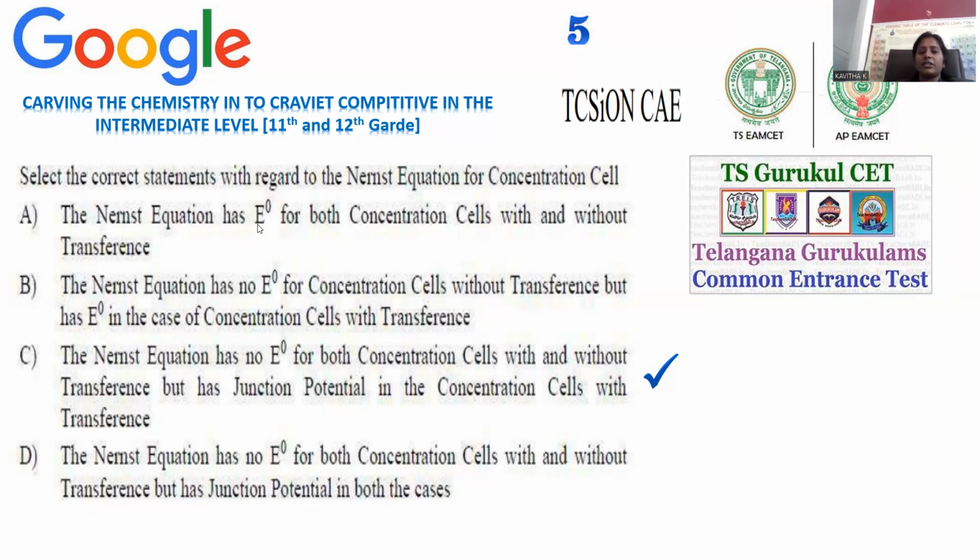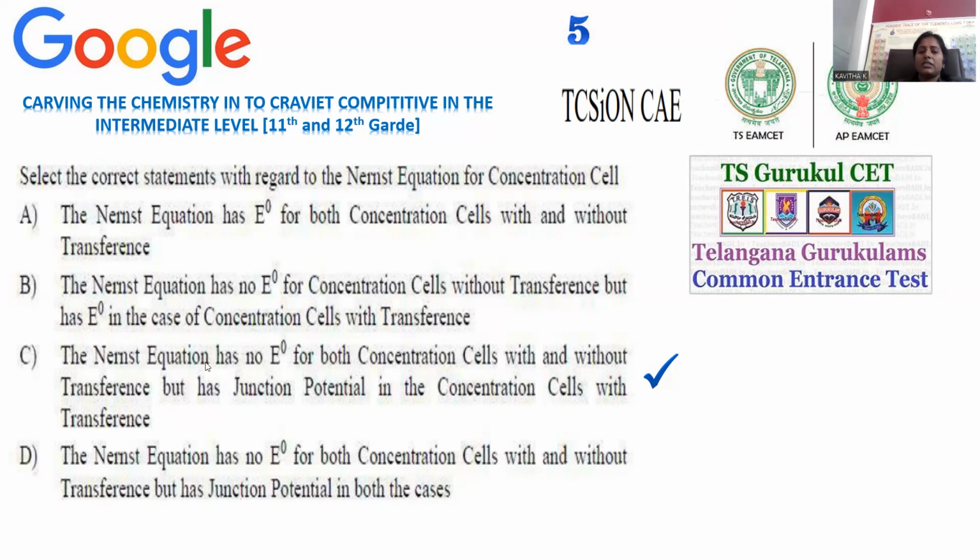Right. Nernst equation has E naught for both concentration cells with and without transference. Wrong. E naught will not be there. E naught denotes a standard electrode potential. For concentration cells, the E naught value will become 0. So what they are saying is not correct. The Nernst equation has no E naught for the concentration cells without transference, but has E naught in the case of concentration cells with transference. This is also wrong, because for all concentration cells, the standard electrode potential value will become 0.